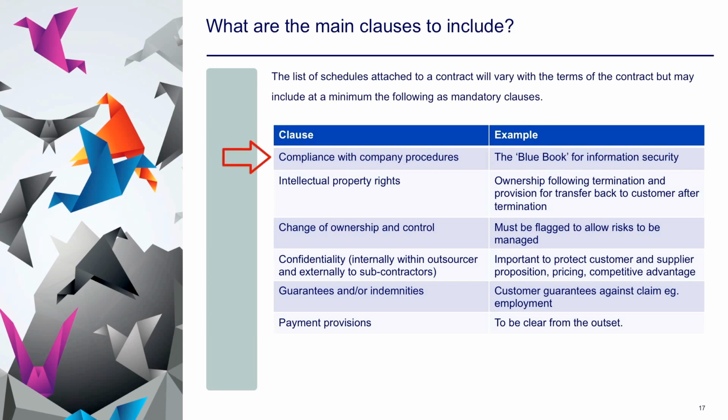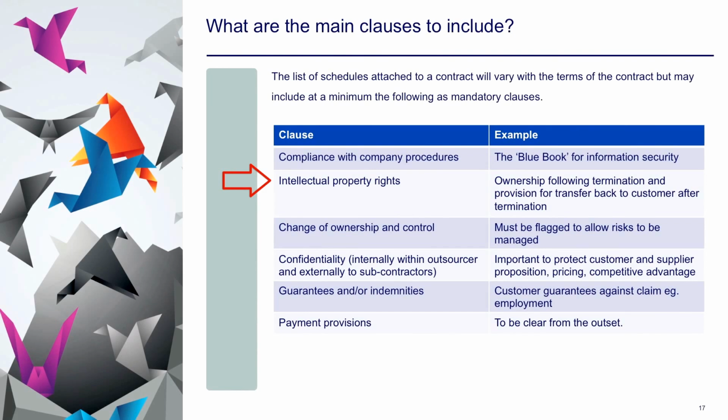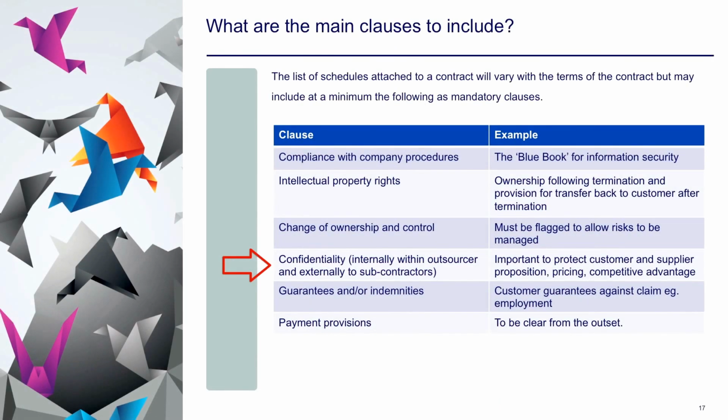So compliance with company procedures. I've referenced the Blue Book. We need to make sure that all of our suppliers are signing up to and follow the rules of the Blue Book. Intellectual property rights: the ownership following the termination, we need that to be clear. Change of ownership and control, we must be made aware. So any change to the organisation, we need to understand what that means, if anything, for our organisation. Confidentiality, internally with our customer and externally with subcontractors.